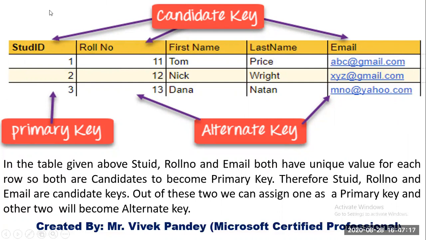Out of these three columns, we can place the primary key in any one column and the remaining two columns will become alternate keys. So if we place the primary key in the student ID column, then roll number and email will become alternate keys.